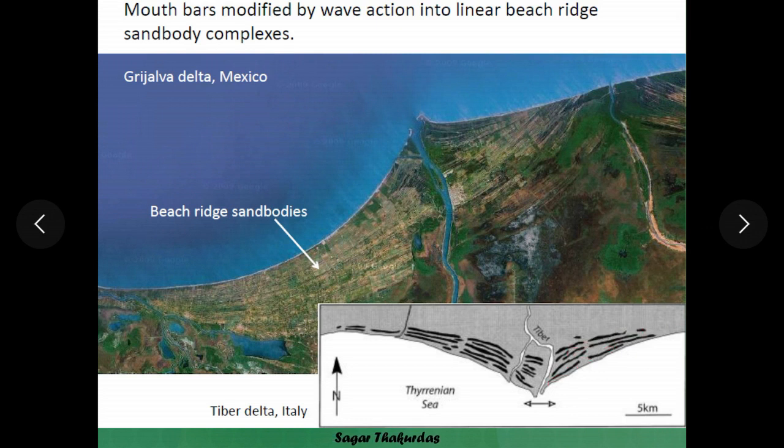So this is the characteristic feature of wave dominated delta, where you can see sand bodies deposited parallel to the coastline, as against the tide dominated deltas where the sand bodies are digitate and they are deposited perpendicular to the coastline. We will see the difference again later on.